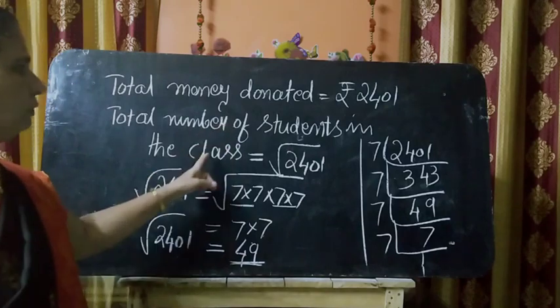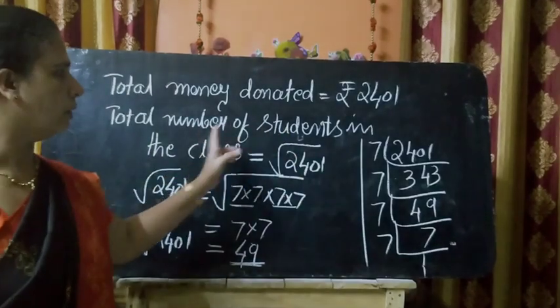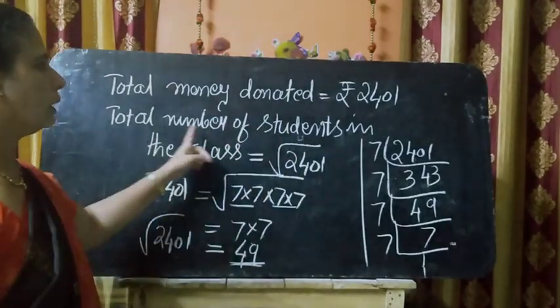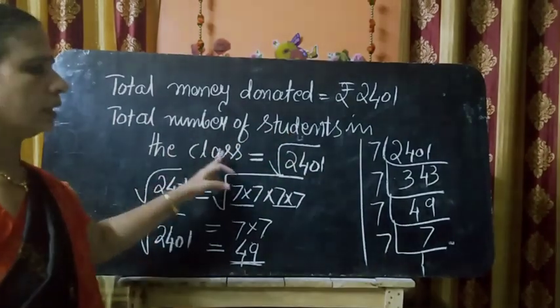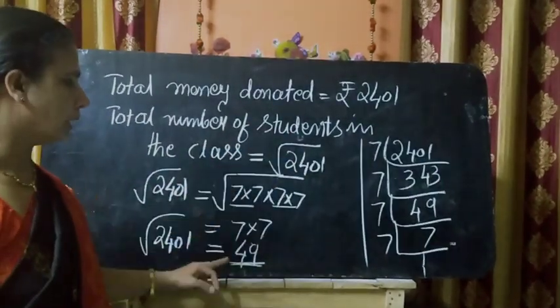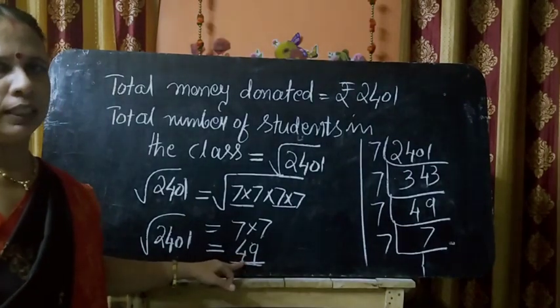Here we have to find out what? We have to find out the total number of students in the class. The total number of students in the class is 49.